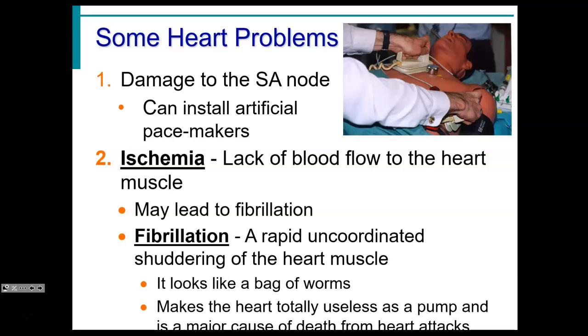So, what can happen is a fibrillation if you have lack of blood flow to the heart. A fibrillation is a rapid, uncoordinated shuddering of the heart muscles. So it's basically spasming really fast. You guys have all seen the TV shows where they pull out the paddles and they say "clear," and they put those paddles on the chest. Well, those are called defibrillators because they're stopping that sequence.